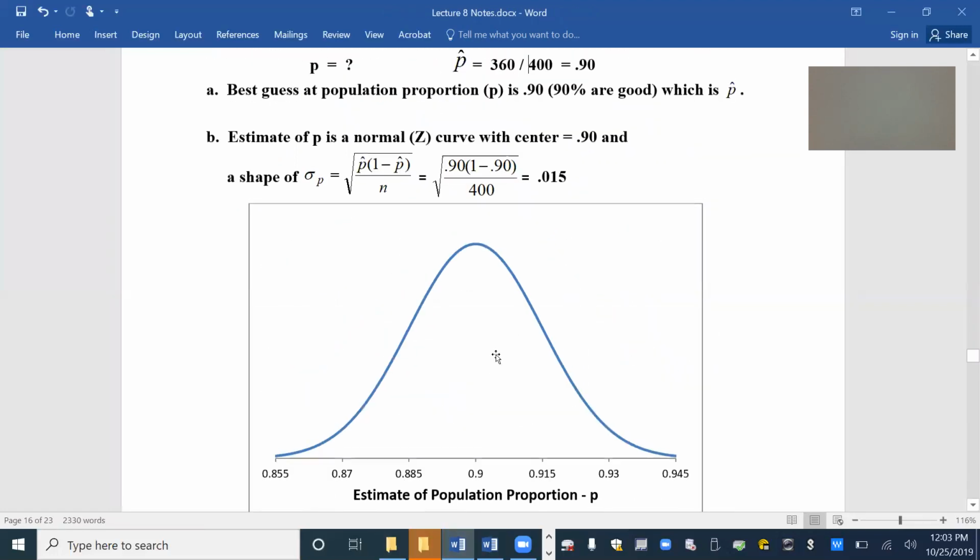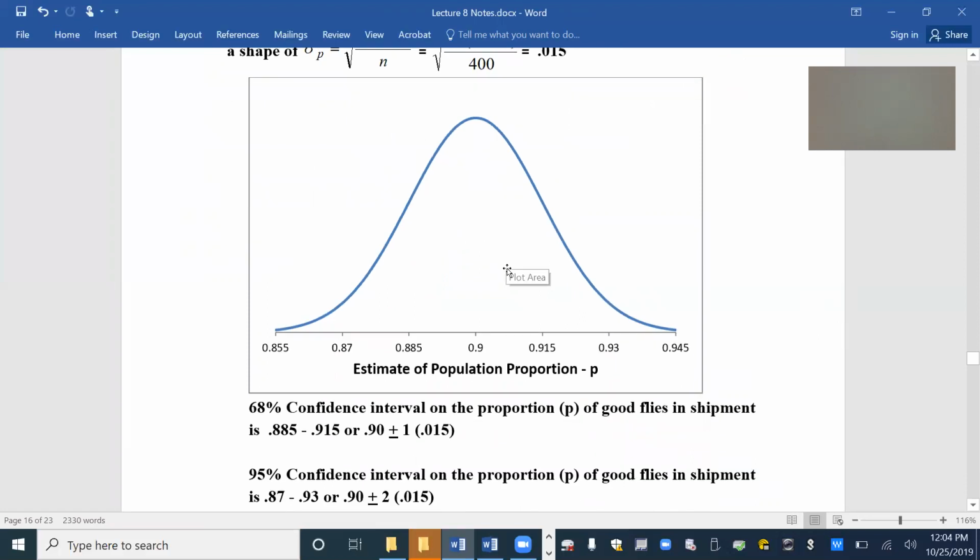So where's my best guess? My best guess is the proportion of the entire 500,000 that are good. My uncertainty is a normal curve centered at 90% or 0.90. And what's the shape of the curve? So we write that: 0.9 times 1 minus 0.9 over 400, and it's 0.015.